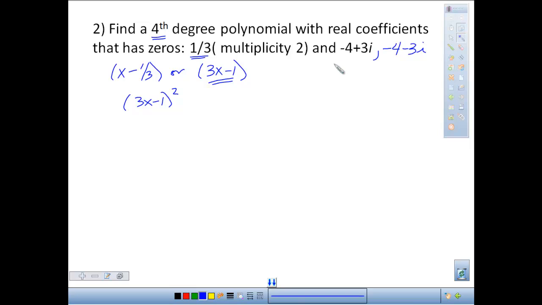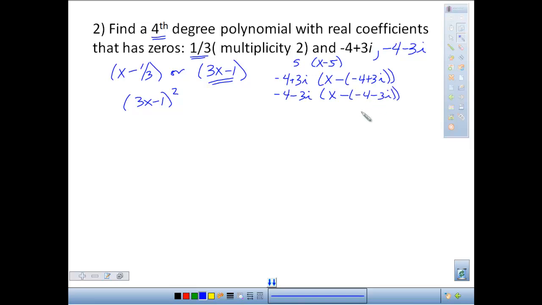Now I need to work with this one. So let's think about if we have a regular 0. If I had a 0 of 5, you tell me that the factor is going to be x minus 5. So if I tell you that the 0 is negative 4 plus 3i, you're going to tell me it's going to be x minus the quantity, negative 4 plus 3i. Now obviously we want to be careful because we want to make sure we distribute that if we're trying to get rid of that. And then of course if I have negative 4 minus 3i as a 0, that means the factor would be x minus negative 4 minus 3i.